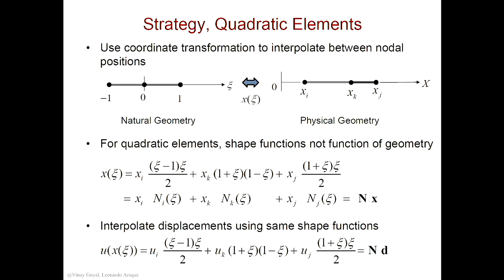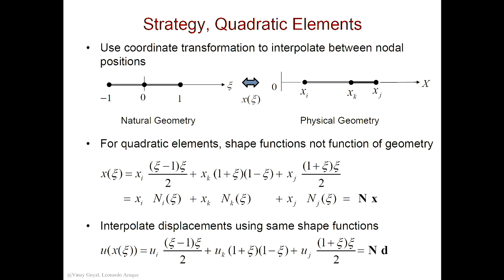So let's look at this middle node here. You can really quickly see that at 0, which is this middle node, I get this to be 0, this to be 0, and the middle one gives me xk. And the last one also. The 1 actually transfers very directly to xj. So they're mapping exceptionally well.